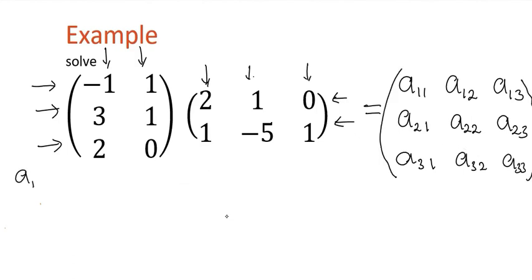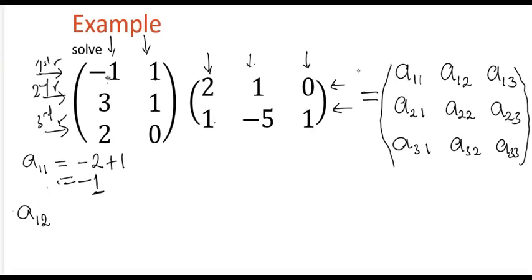Now let's get the first row, multiply the first column. Minus 1 times 2 is minus 2. And 1 times 1 is 1. So answer is equals to minus 1. Take the first row again, multiply the second column. Okay. Minus 1 times 1 give you minus 1. And 1 times minus 5, minus 5. So the final answer is minus 6.